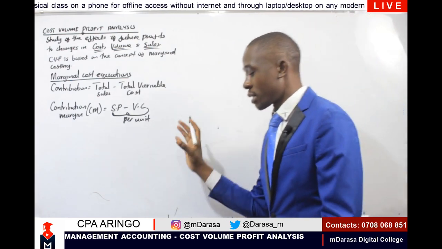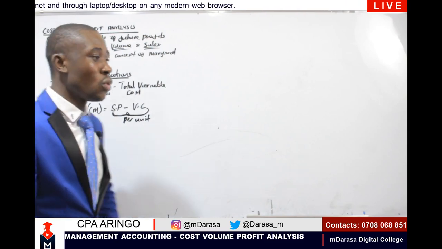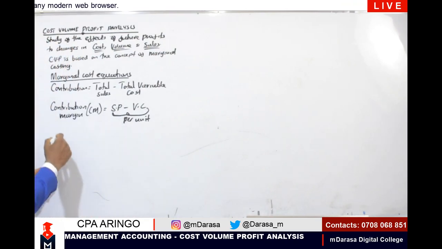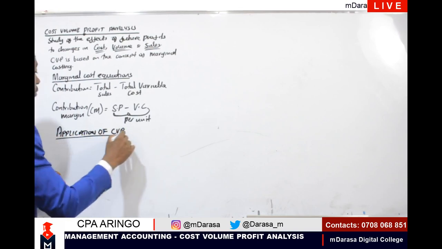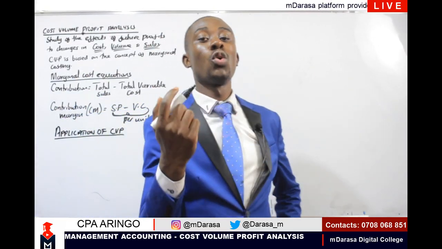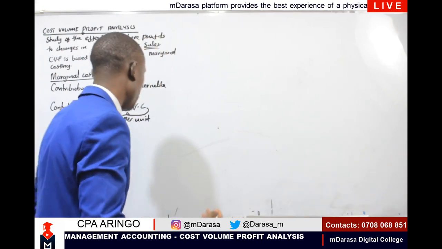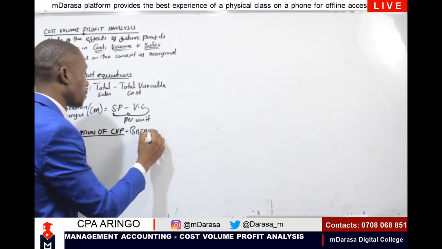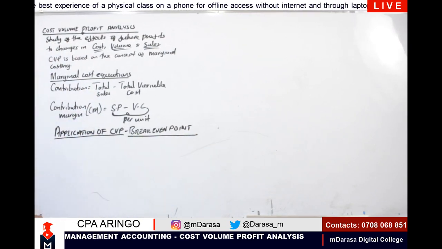Now, after we've understood this concept, which is very key under CVP, that should take us to one of the main applications of CVP analysis. When you are looking at applications of CVP analysis, there is always one main application known as the break-even point, BEP. This is one of the main applications of CVP analysis.